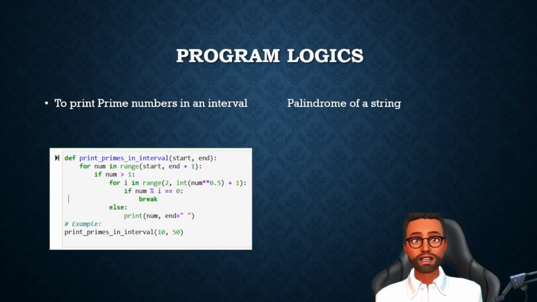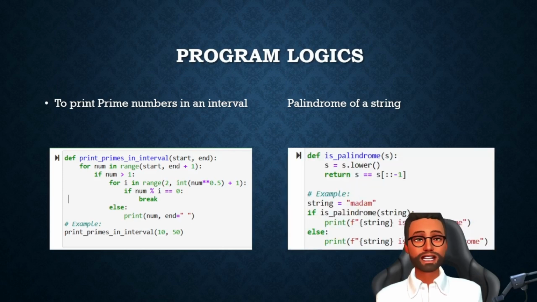Logic to check palindrome of a string. A string is a palindrome if it reads the same forward and backward. Compare the string with its reverse. If the two are the same, the string is a palindrome.